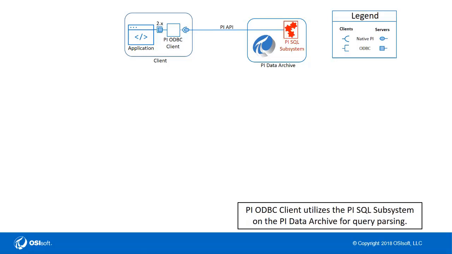The PyODBC client utilizes the PySQL subsystem on the PyData archive for all of its query parsing. The application will write a SQL query. The PyODBC client will send it over to the PySQL subsystem, and the PySQL subsystem will parse it into the data that it needs from the PyData archive, whether the snapshot subsystem or the base subsystem or the archive subsystem, etc. Then it'll send it back to the client, and then the ODBC client will provide the connectivity to the application to get the result set.